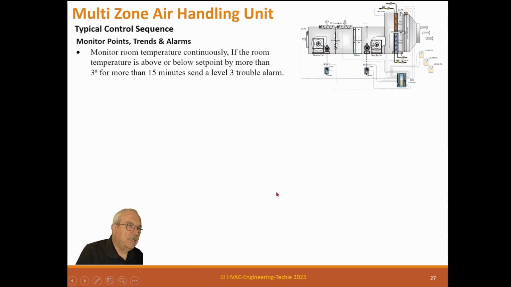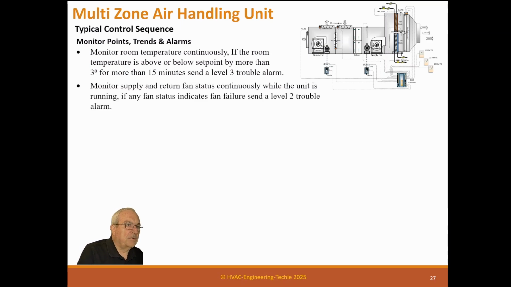Monitor points. Monitor the room temperature continuously. If the room temperature is above or below set point by 3 degrees for more than 15 minutes, send a level 3 trouble alarm. Monitor supply and return air fan status continuously while the unit is running. If any fan status indicates fan failure, send a level 2 trouble alarm.